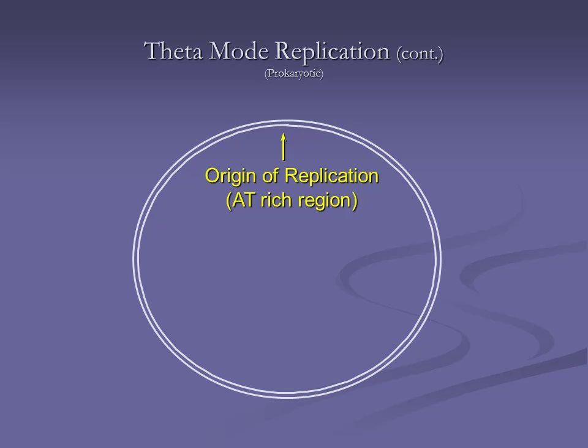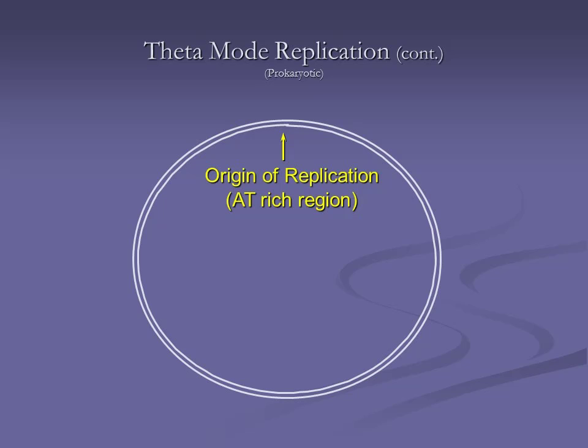Now, would you predict that the origin of replication is going to be rich in AT pairs or rich in GC pairs? Why? Why AT? Easier to break. We have 2 hydrogen bonds per pair rather than 3. So that makes sense. So you see, even here we have to use our knowledge about our purines and pyrimidines to help us understand how replication begins.